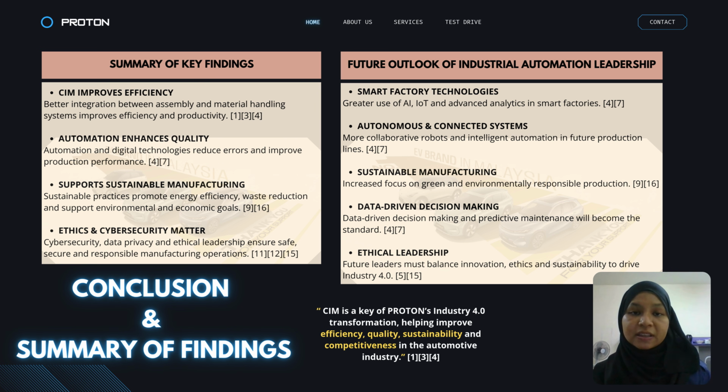And we also have data-driven decision making. At the same time, future engineering leaders must continue to promote innovation, sustainability, and ethical responsibility. Overall, CIM is a key driver for Proton's Industry 4.0 transformation, helping improve efficiency, quality, sustainability, and also competitiveness in the automotive industry.